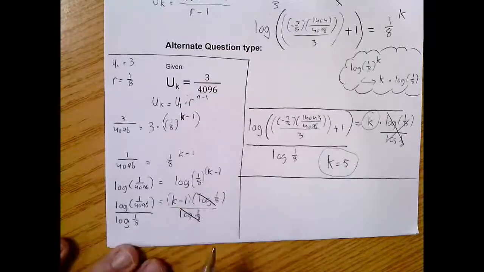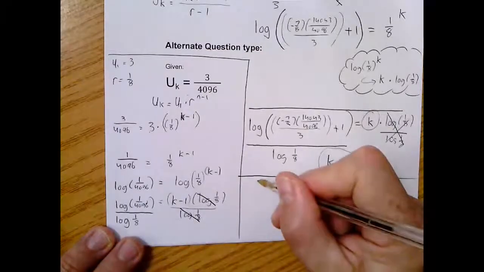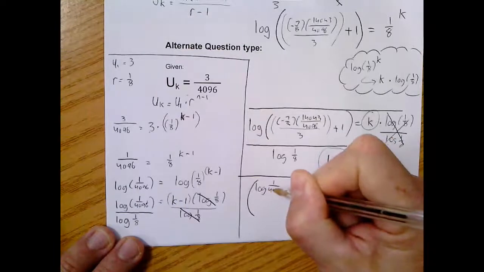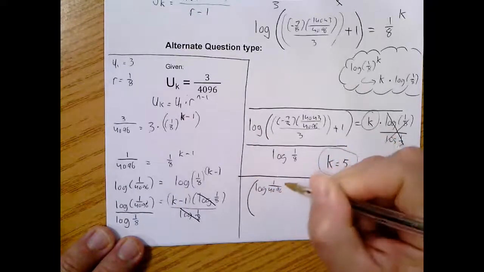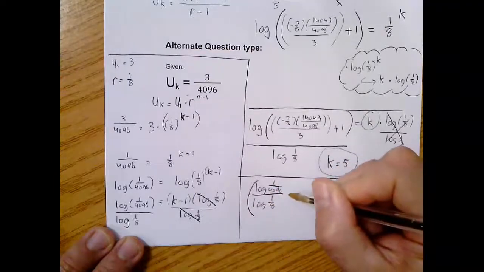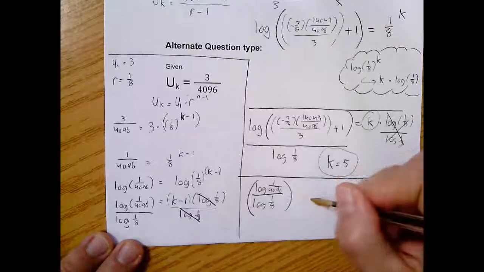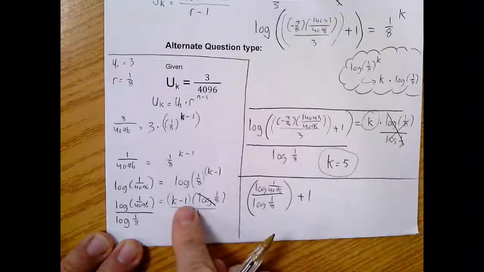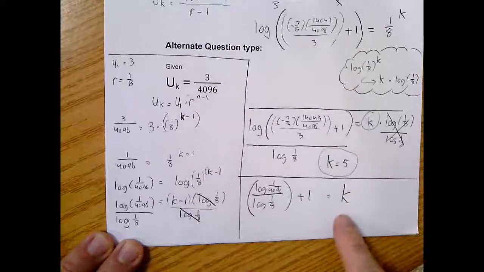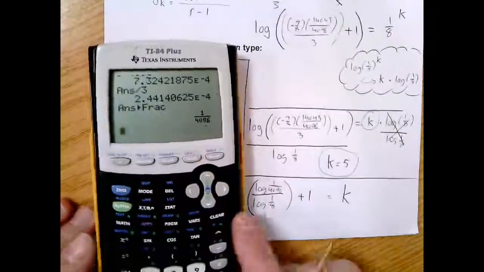Well, how do I get k by itself? Well, I just add 1 to both sides. So really what we have here is the log of 1 over 4,096 divided by the log of 1/8, that whole thing right there, adding 1 to it gives me k. And that should give me the k value. So I'm just going to plug all this into my calculator. Let's see what happens, okay?